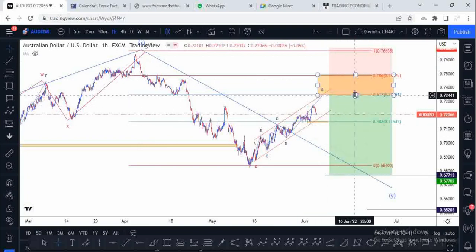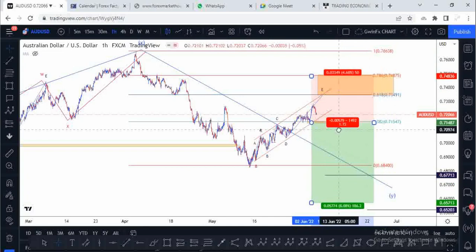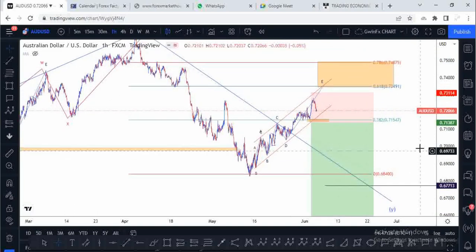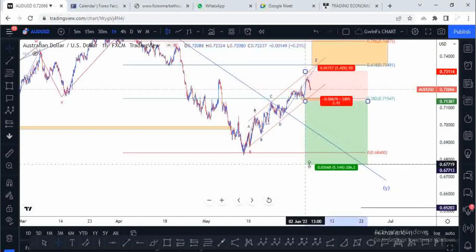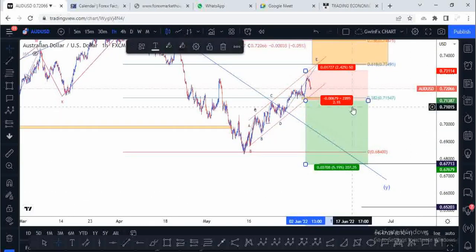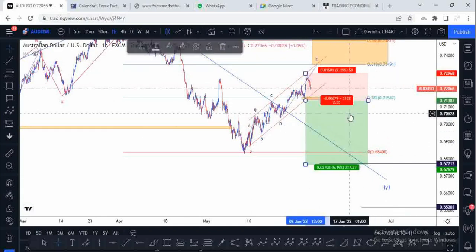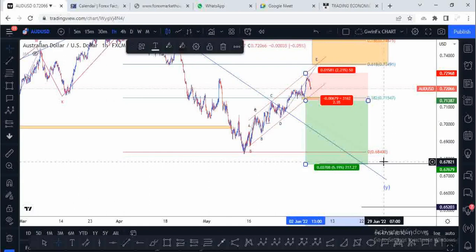So it's best we wait at the break of key environment. At the break of key environment here, it's best to take the very first trade. Let's look at it closely together. At the break of key environment here, take the very first trade, and then allow your trade to run up to the TP1 area.